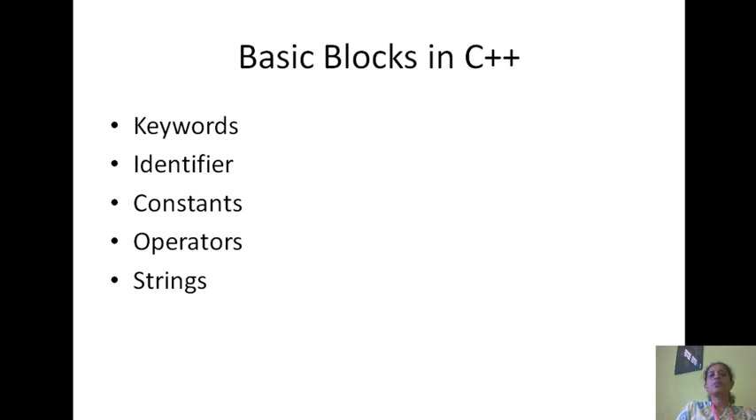So first we move to the basic blocks of the C++ programming language. When we write a C++ program, we use some tokens, and these are the basic blocks of C++. Here we get five different basic blocks of C++: the keyword, the identifier, constant, operator, and strings. Every block has a specific meaning in the programming language.